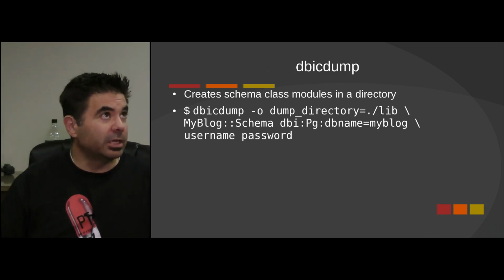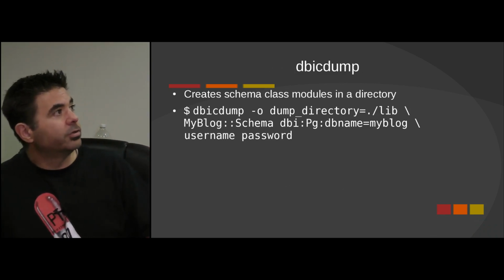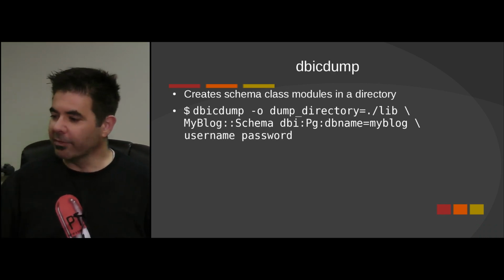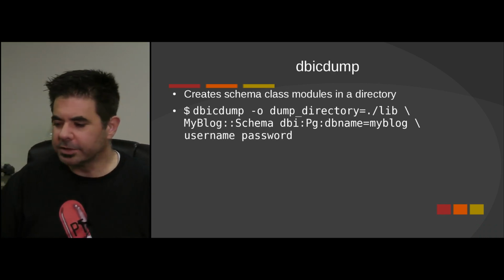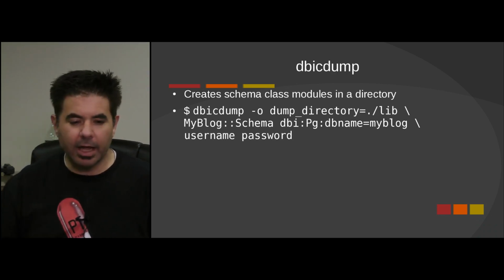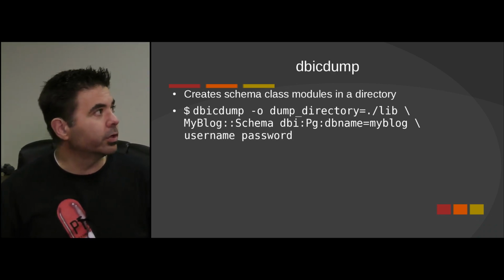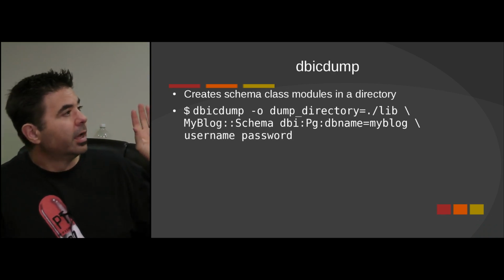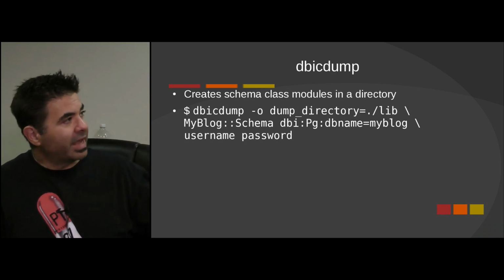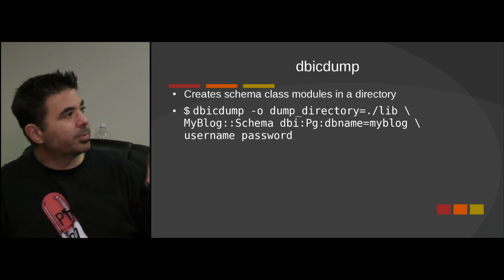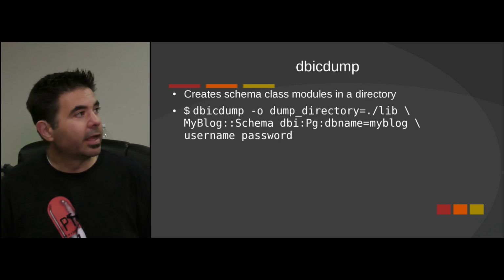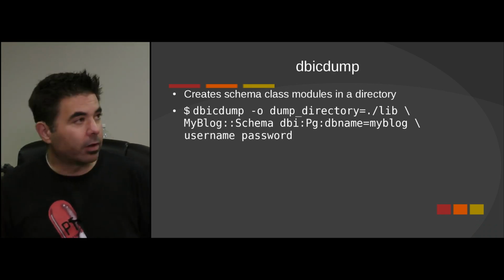DBIx::Class::Schema::Loader comes with a command line utility called dbicdump, and this is what you would use once you have a database and want the database analyzed and the schema classes created for you. This is an example of what you do. You give it the directory to dump it out to, the base class namespace, and then the DSN for connecting to it, and it'll go out and generate all your modules for you.